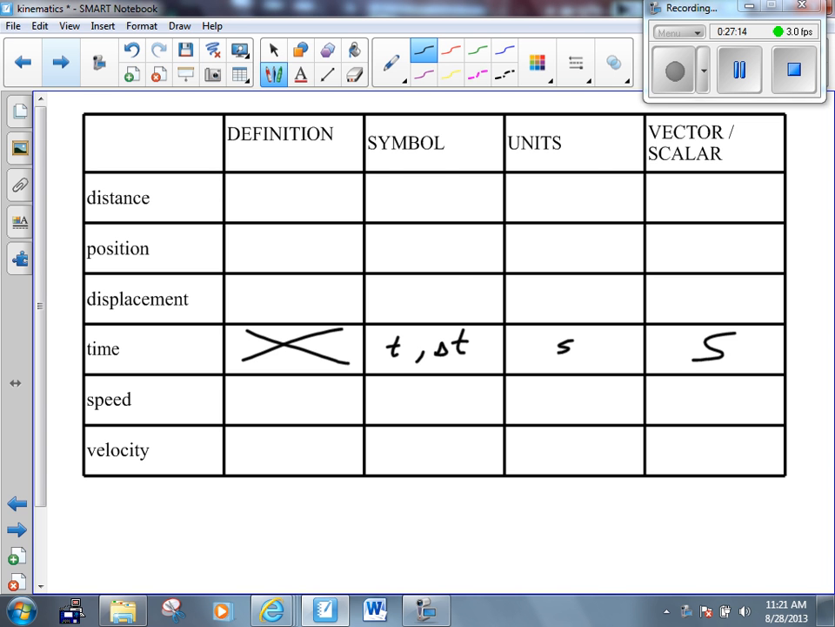Speed. We all know what speed means too, right? It's easier to define than time, thankfully. How fast something travels. Its symbol is going to be v. You might think you want to call it an s for speed, but we call it v, a lowercase v. In the units, we can go kilometers per hour, miles per hour, kilometers per second. If you're talking about some kind of spacecraft, usually it's meters per second, though.